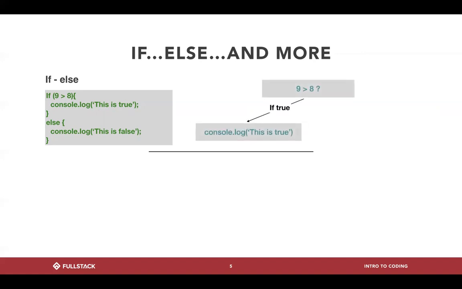So we have here some illustrations on it, right? 9 is greater than 8, if true, and it takes you to this, it flows you into this chunk of code that logs out this is true. We have this fork in the road, right? We have this other case, if it's not true, else, flow into console.log this is false.